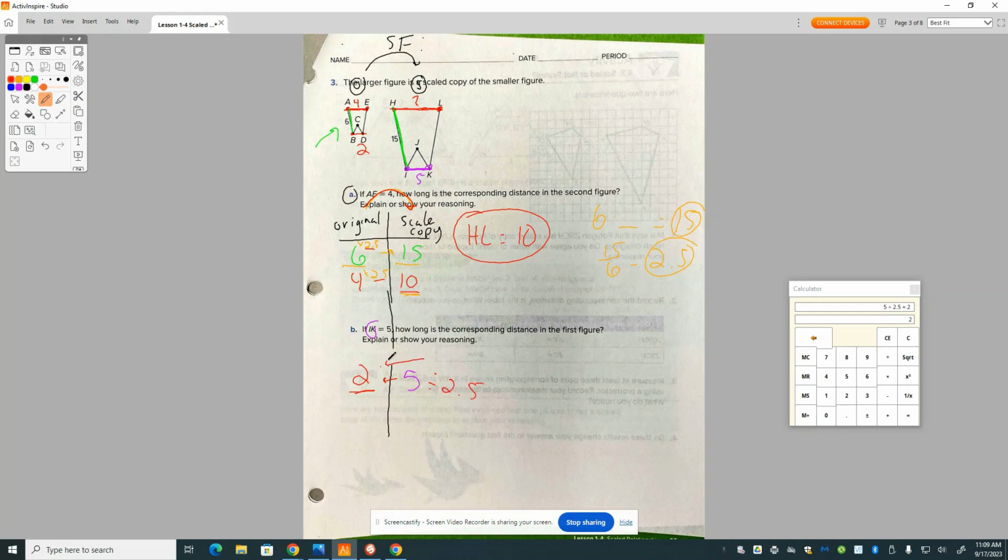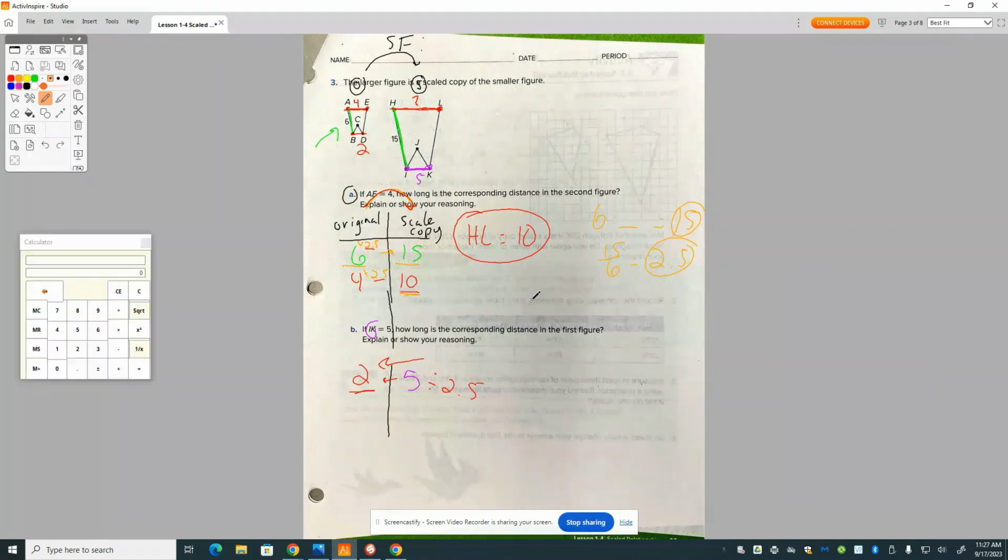2.5 to work backwards. So notice that whenever we have the values of our original and scaled copy in the table, it makes it much easier to find distances from the original to the scaled copy, or going from our scaled copy to our original, by knowing that the scale factor is either going to multiply or divide depending on which way you are working. Let's go ahead and turn the page.